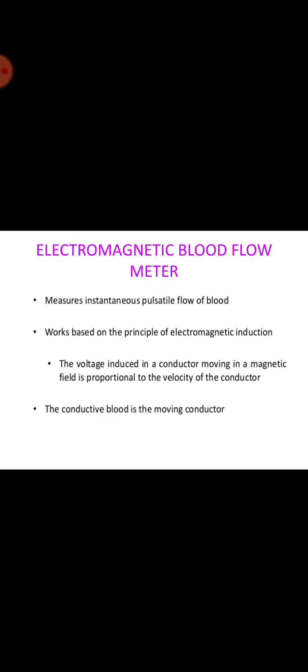Now let us see the electromagnetic blood flow meter. Magnetic blood flow meters are based on the principle of magnetic induction. When an electrical conductor is moved in a magnetic field, a voltage is induced in the conductor proportional to the velocity of the motion. The same principle applies here also, when the moving conductor is not a wire but rather a column of conducting fluid that flows through a tube located in the magnetic field.